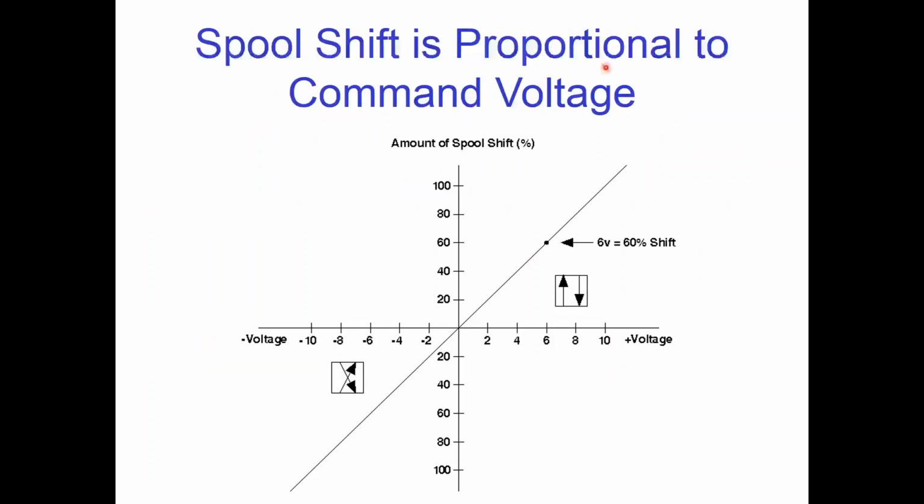So the spool shift is going to be more proportional to the command voltage. And we show on this graph right here, you see that the higher positive voltage we apply, the farther we go into the A position. And the higher negative voltage we apply, the farther into the B position. So as an example, if we apply positive 6 volts, that will shift the valve spool 60% into the A position, moving the actuator at 68% speed forward.